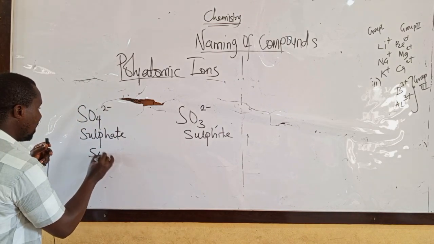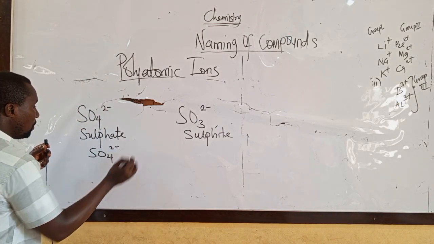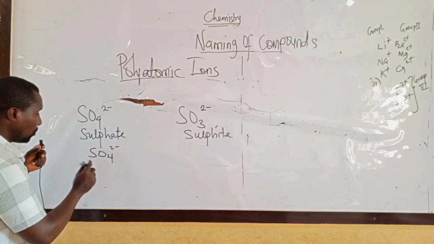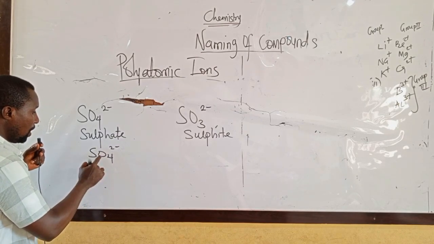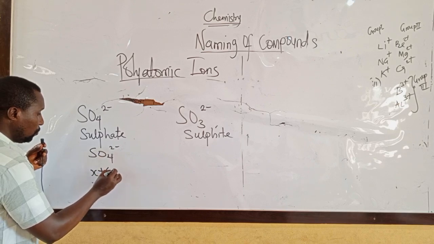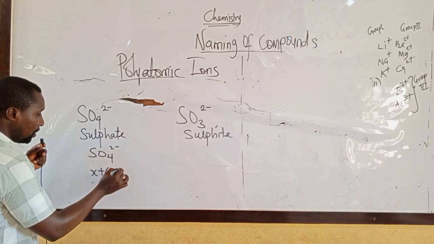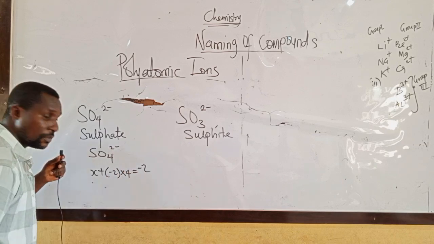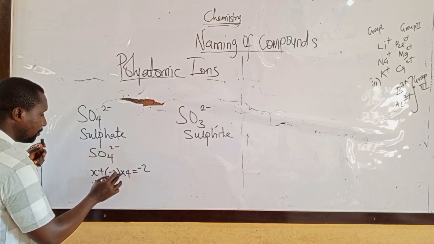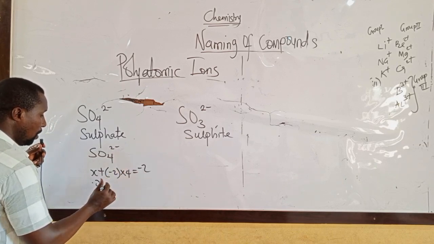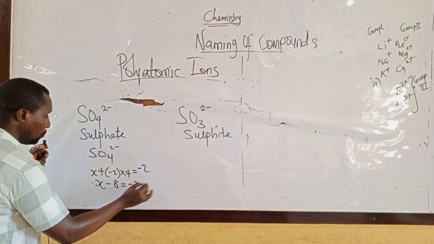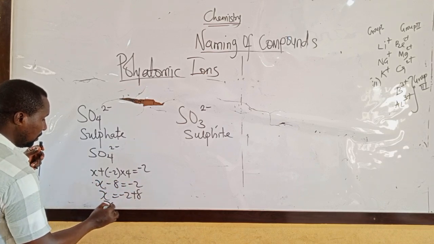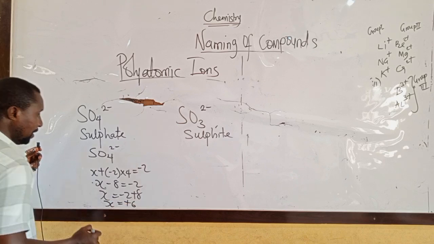Then I can give it another name. What will I do? Calculate the oxidation number of sulfur. The oxidation number of sulfur is X, plus oxygen is minus 2. How many oxygen? 4. So X plus minus 2 times 4, minus 8, equals the charge, minus 2. S equals minus 2 plus 8. S equals plus 6.